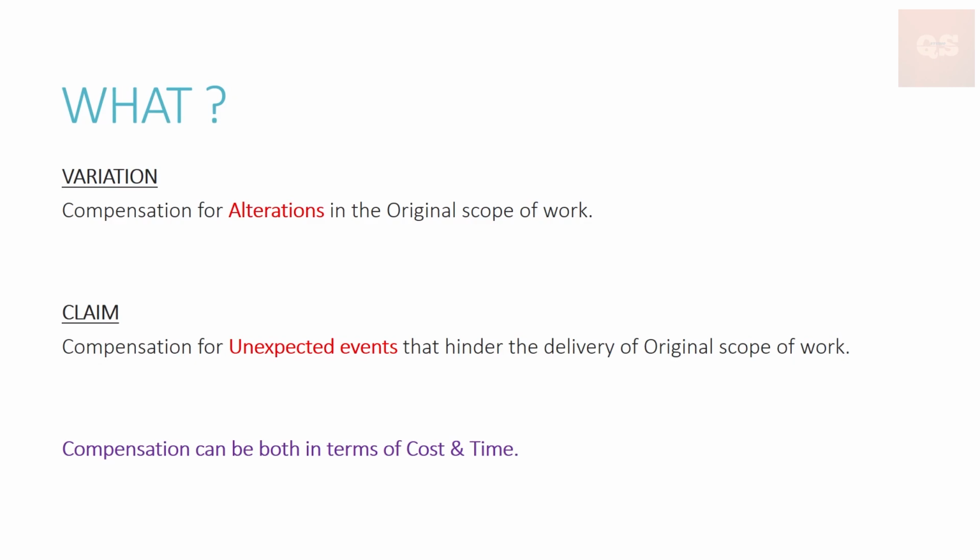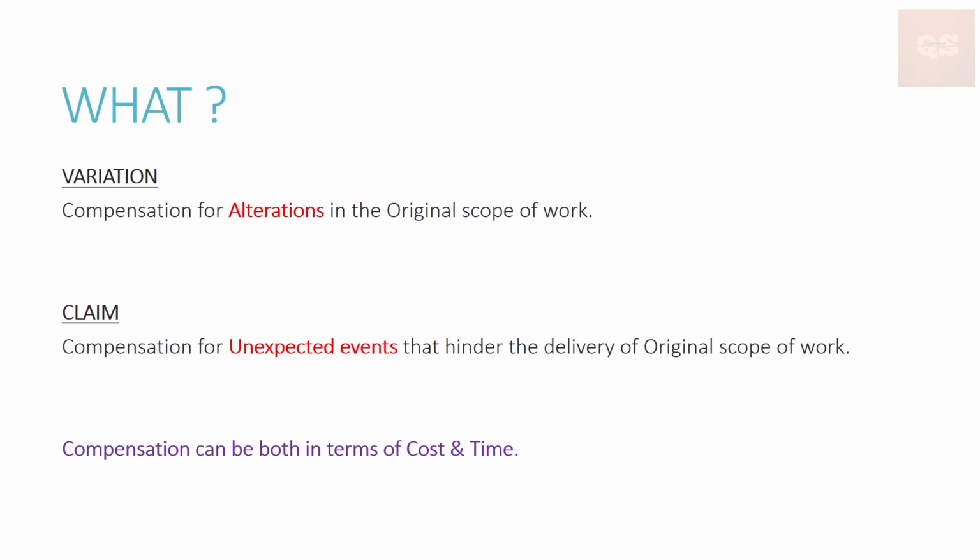First, we'll understand the definition of a variation and a claim. So variation is basically a compensation for the alteration in the original scope of work, and claim is a compensation for the unexpected events that hinder the delivery of the original scope of work. The one thing that is common here is the compensation and the original scope of work. So compensation can be both in terms of money and time.